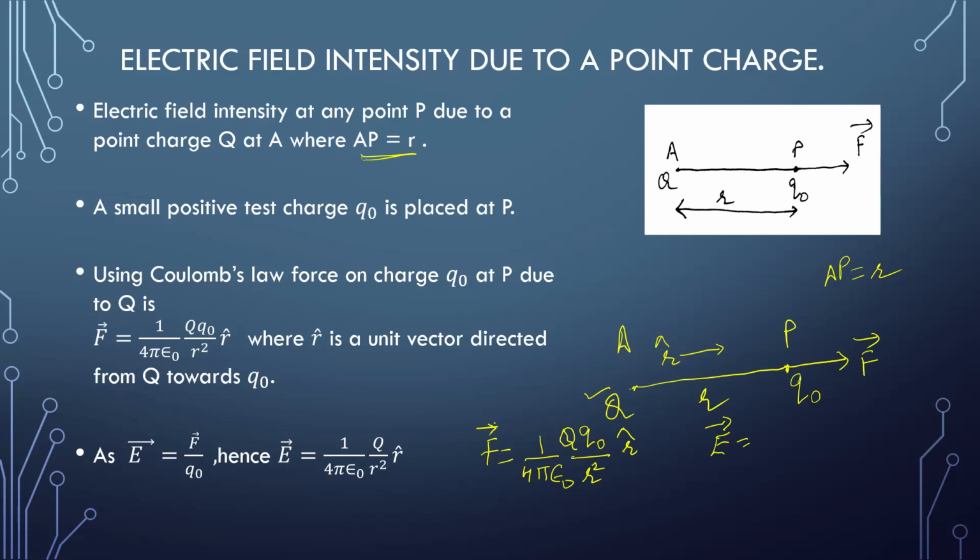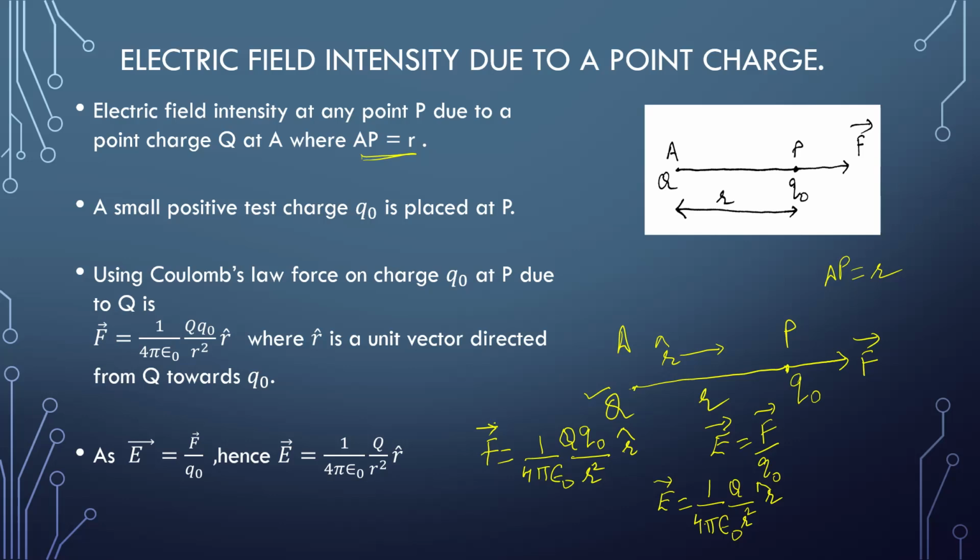Now therefore what will be the field? The field E vector is nothing but F vector upon Q naught, according to the definition which we have done just now. Therefore E vector will be equal to Q Q naught upon r square into k, which is 1 upon 4 pi epsilon naught, into r cap. So Q naught and Q naught get cancelled. You are left with 1 upon 4 pi epsilon naught, capital Q upon r square, into r cap, right?